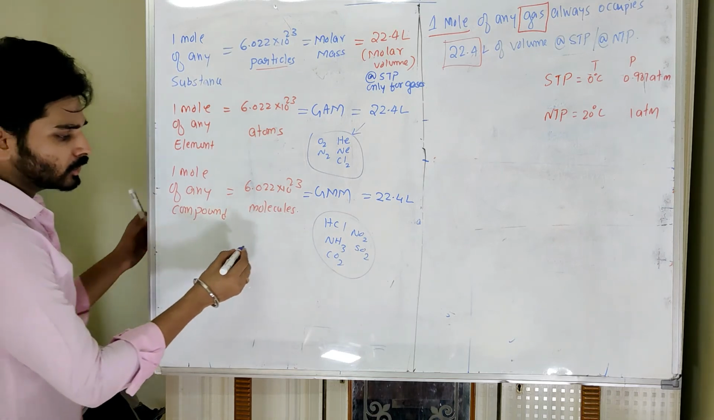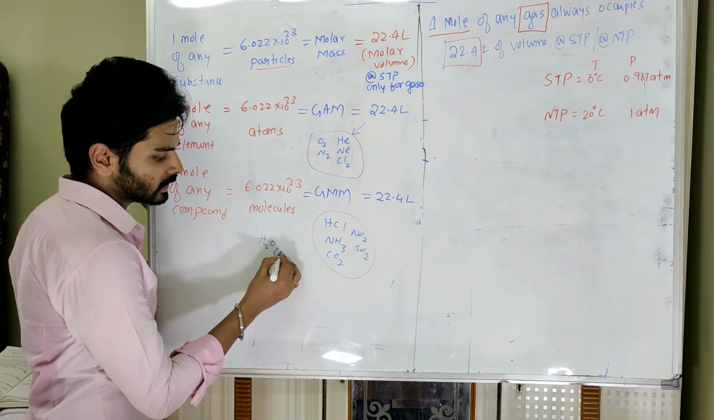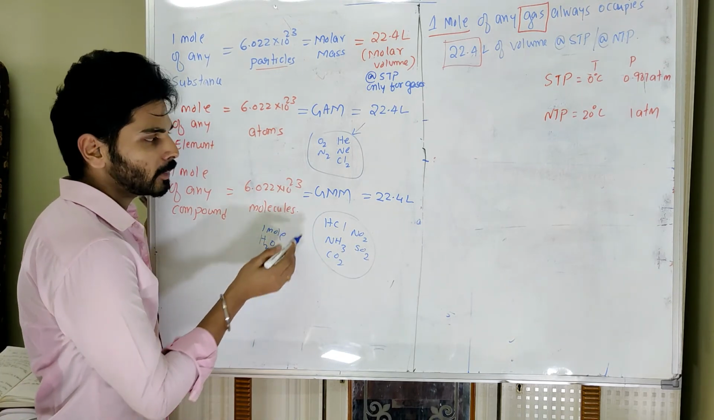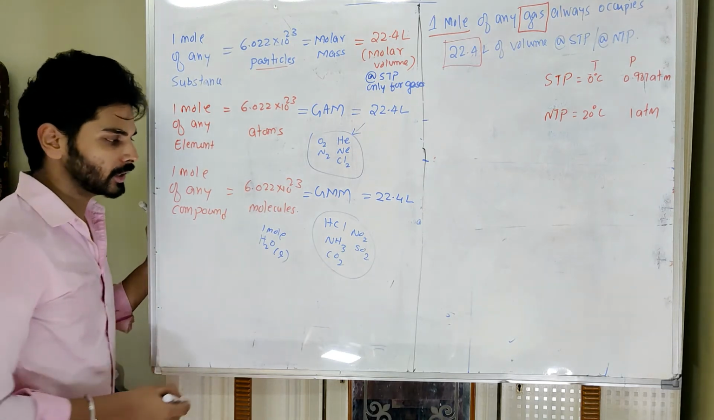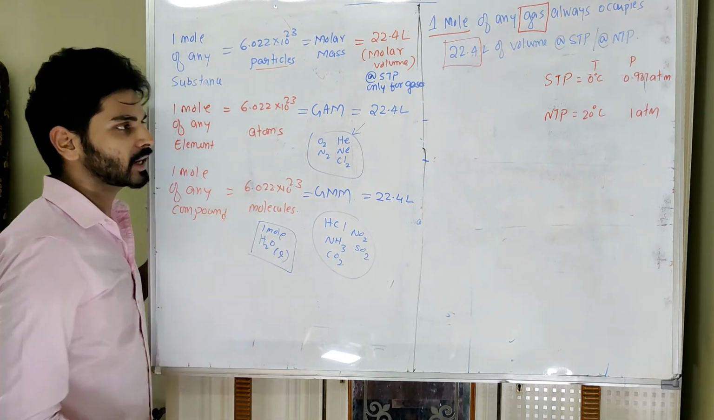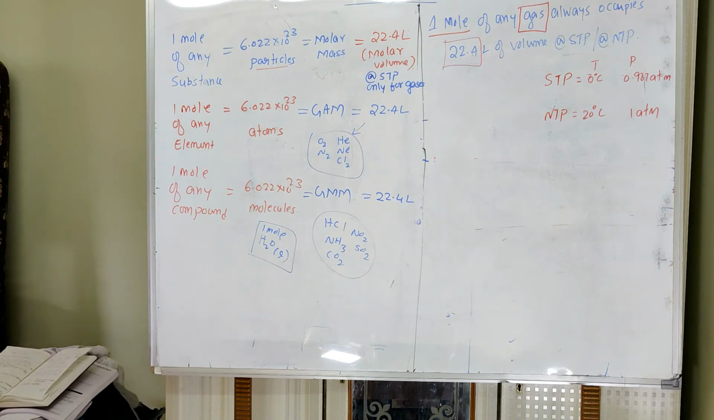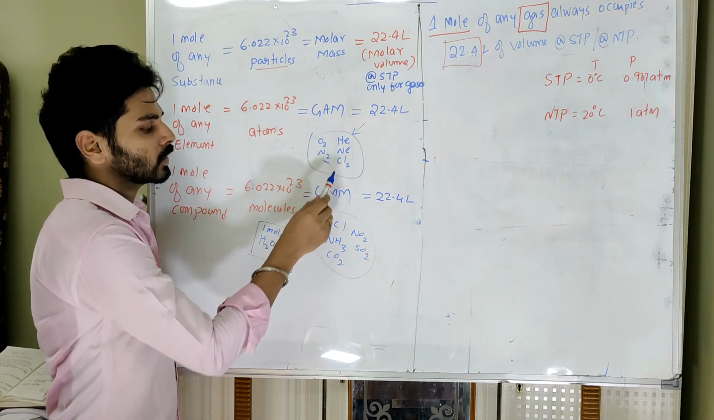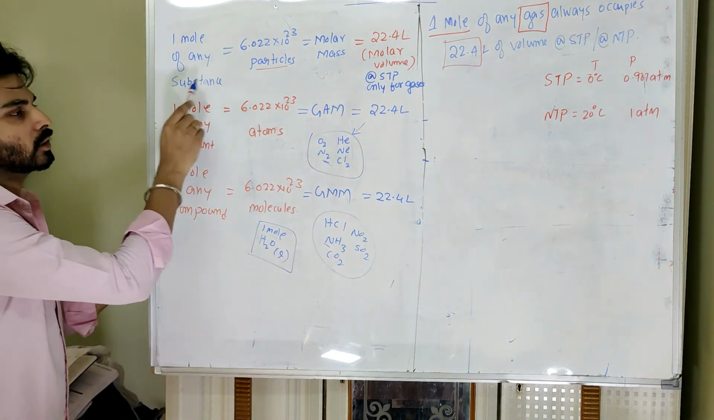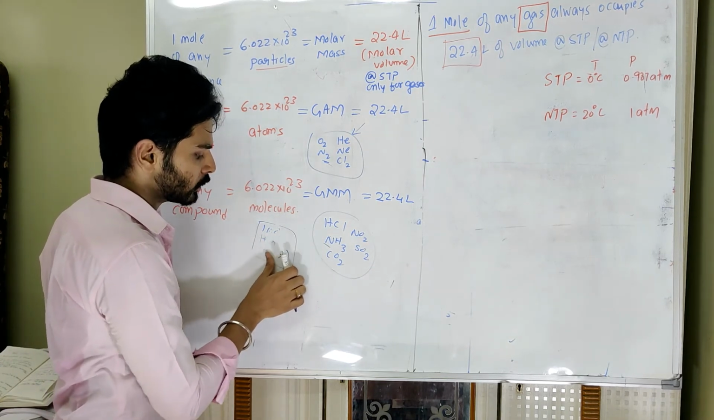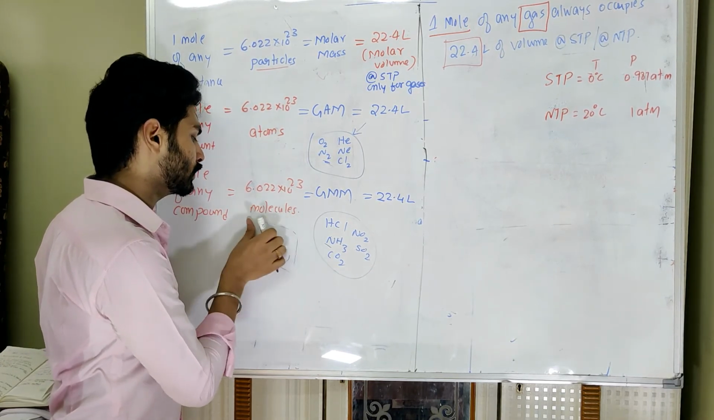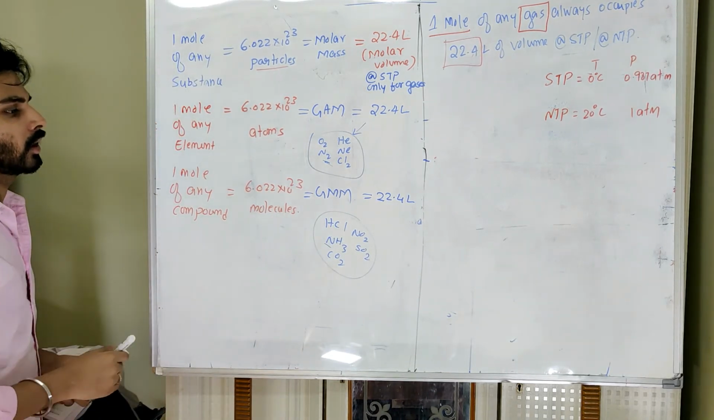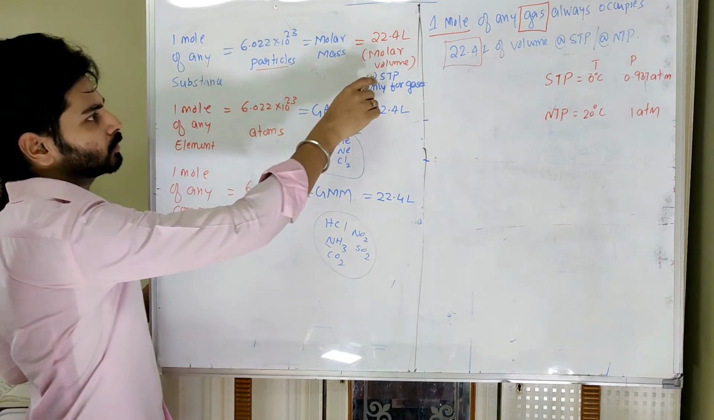So I cannot use water as an example here. Remember this, water is liquid. So 1 mole of water will never be equal to 22.4 liter, because water is liquid and it has a definite volume. So liquids and solids are not used in this case. Only gases are used. Elemental gases or compound gases can be used. In general also we can understand this. Whenever you are talking about liquid and solid, don't use this relation. So in general it is called molar volume.